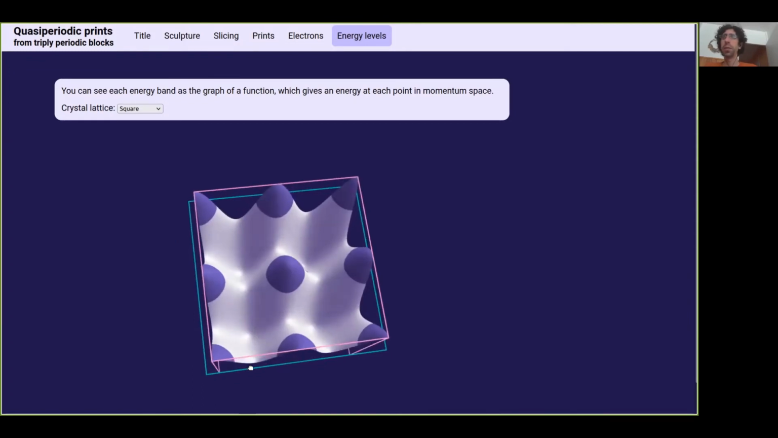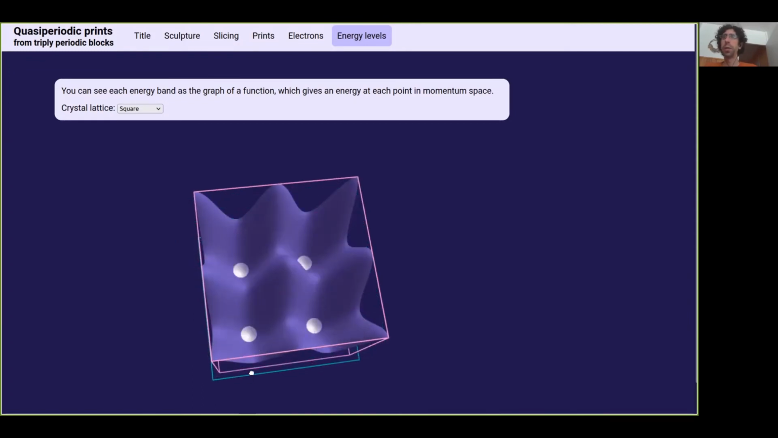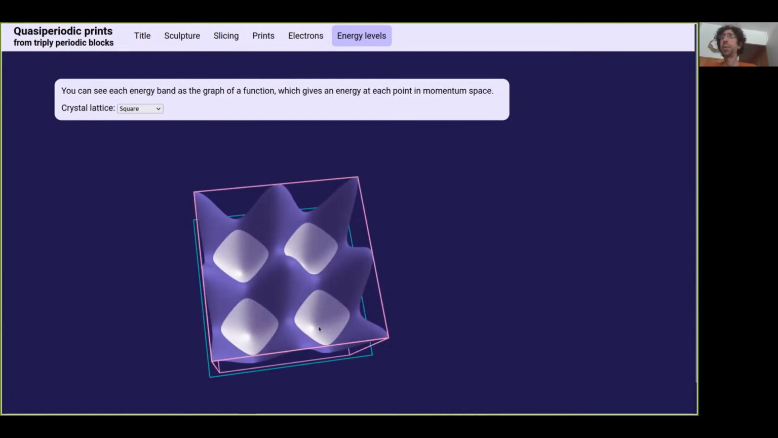But if you pick a lower energy level, then the low energy regions are disconnected from each other. So the electrons might want to stay in this region of momentum or that region, but they don't want to go in between them because then the energy would get too high and they're too lazy for that. They're too cold for that.